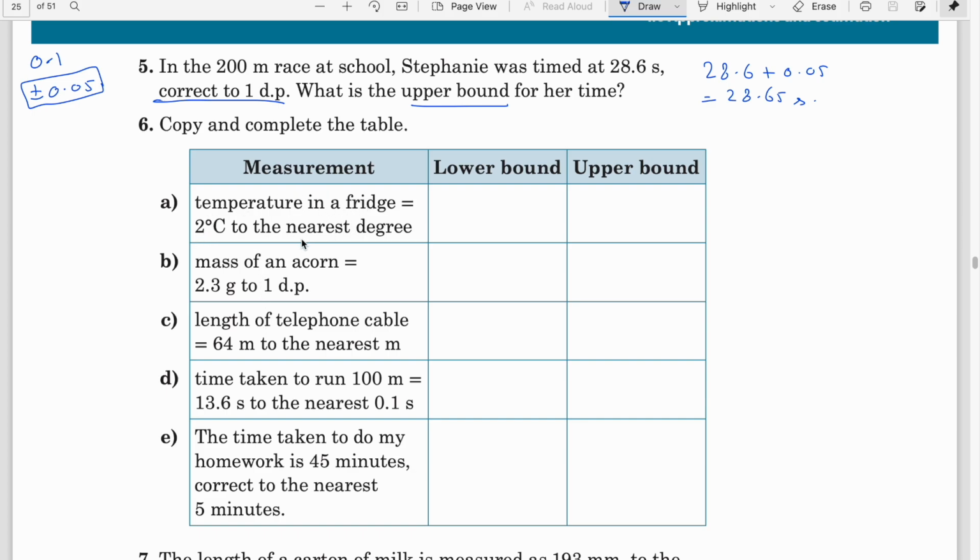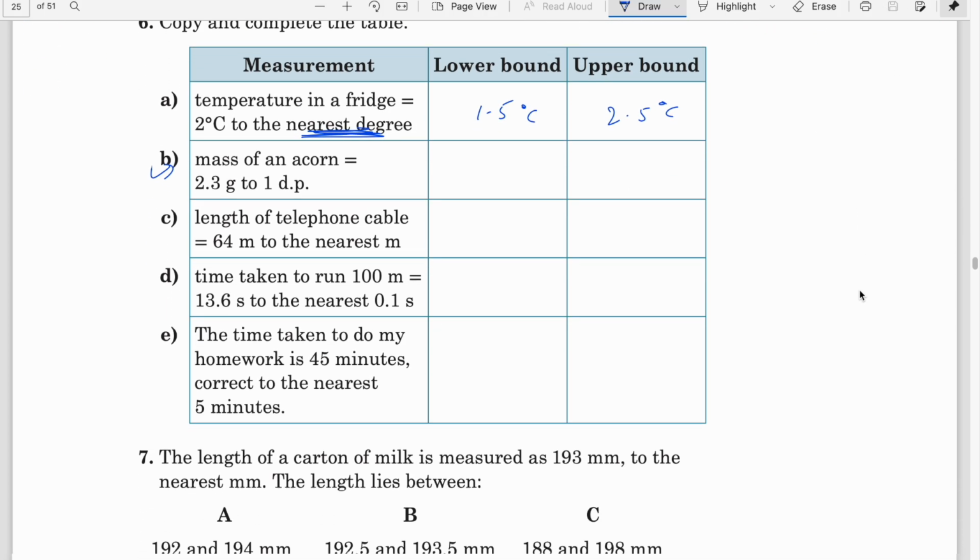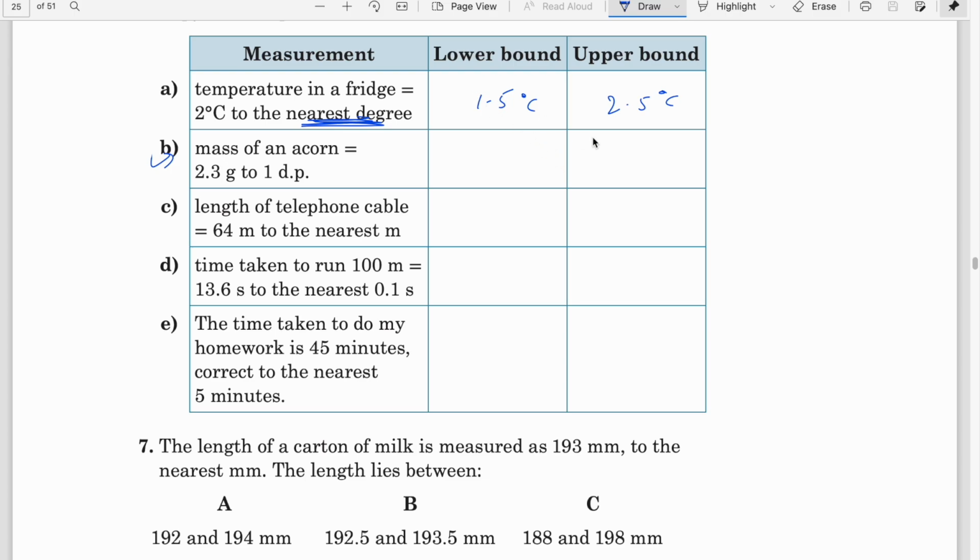Temperature in the fridge to nearest degree. That means 1, plus minus 0.5. So 2.5, 1.5. Try B part. Mass of an archon to 1 decimal place. So what are the values upper and lower? Upper is always easy when we need to add something. Very good. 2.35 and 2.25. C part. Length of telephone cable is 64 to nearest meter.